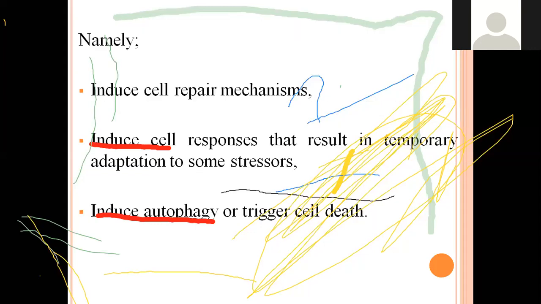And one of the things these stressors do is that they will induce cell repair mechanisms, or they will induce cell responses that result in temporary adaptation to some stressors. Another thing is that they can induce autophagy or trigger cell death. So those are the three things this response could bring. It could induce cell repair, in which the cell will repair itself if the irritation is taken off the cell. If the trigger is no longer there, then there will be cell repair. It can also induce cell responses that result in temporary adaptation to some stressors, where the body will just adjust temporarily to the trigger, or it could induce autophagy or trigger cell death. There could be a death of that cell if the irritation is persistent.